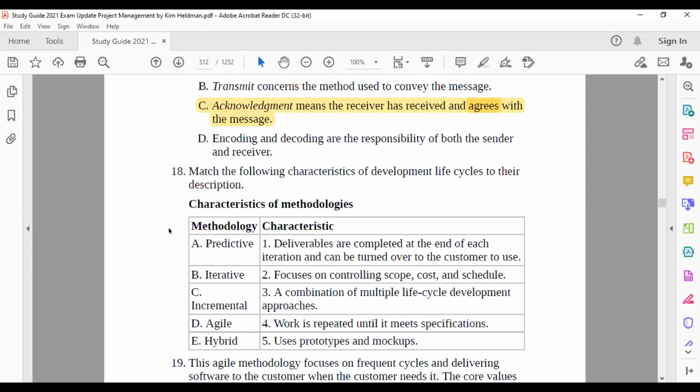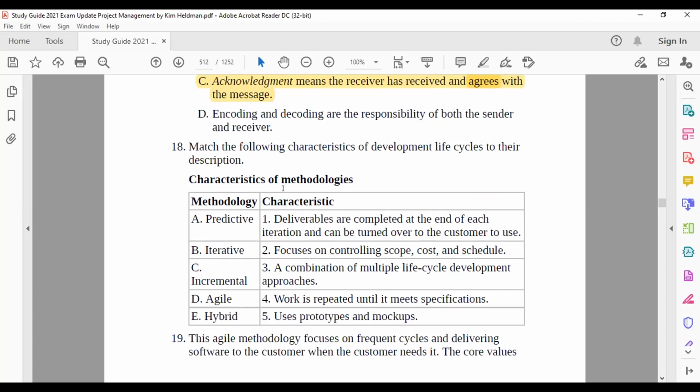Match the following for the life cycles. Come on. Your time starts now. You have only 60 seconds, guys. Trust me, 60 seconds. I will not give you more than that.